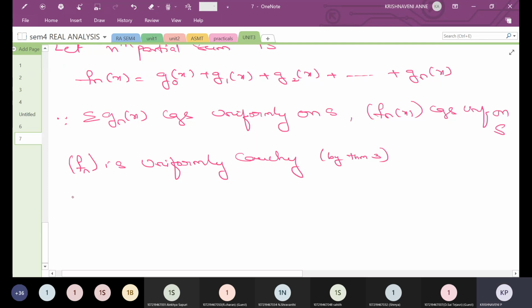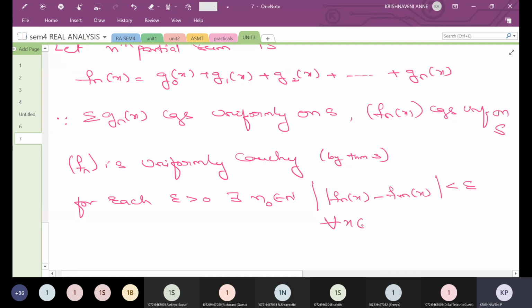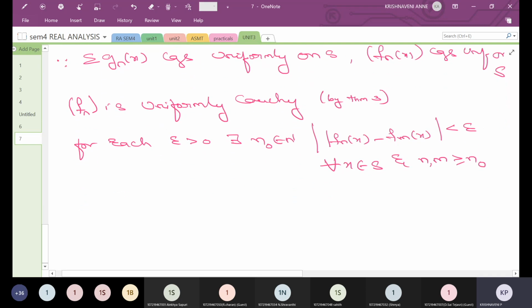Listen, everyone. I'm just writing the condition of uniformly Cauchy. For each epsilon greater than 0, there exists n naught belongs to N such that mod Fn of x minus Fm of x, in the statement itself it is given n greater than m greater than n naught, is less than epsilon for all x belongs to S. I'm just writing the condition; afterwards I will use whatever is given in the statement. Now this is only by the definition I got it.